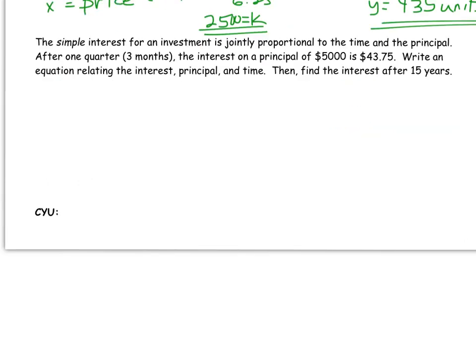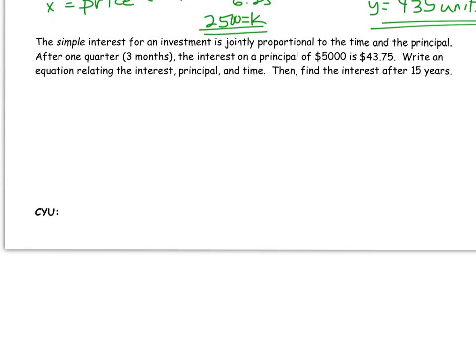And here we have it, everyone, the last example for the semester. The simple interest for an investment is jointly proportional to the time and the principal. After 1 quarter, the interest on the principal of $5,000 is $43.75. Write an equation relating interest, principal, and time. Then find the interest after 15 years.